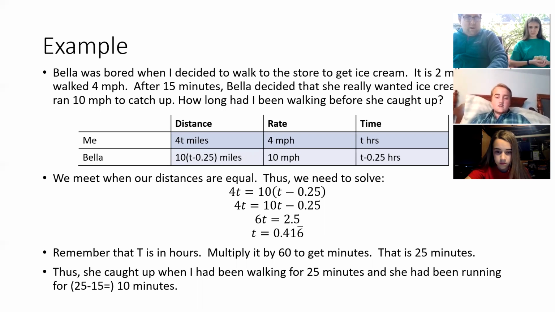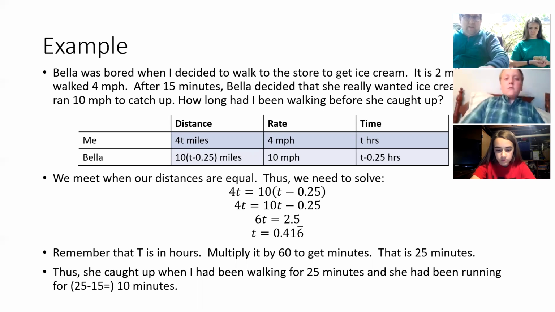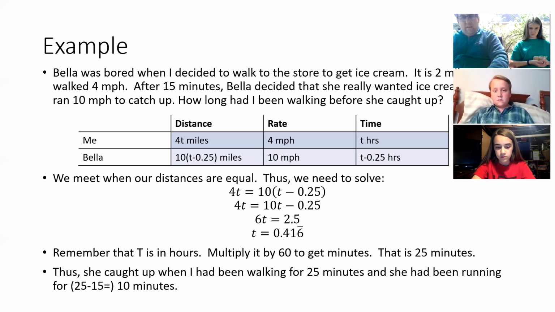So we can make an equation. 4t equals 10 times the quantity t minus 0.25. Because the distances are equal, set them equal to each other, and then just solve that little equation for t. These generally are pretty easy equations to solve. So 10 times t is 10t, and 10 times 0.25 is 2.5. Bring the 2.5 to one side and the 4 to the other, and you get 6t equals 2.5, or t equals 0.416 repeating.